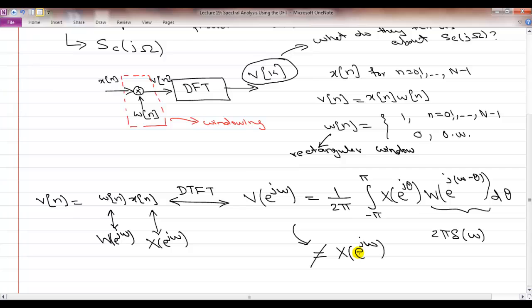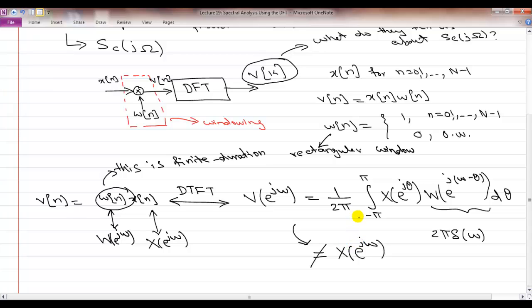But that cannot happen. Why? Because if I say that my window had a Fourier transform of an impulse, then I must have a sequence which is 1 forever. So it can't be a finite duration sequence. So the moment I say that my W of n is finite duration, I am guaranteeing that windowing messes up the Fourier transform of my original signal.